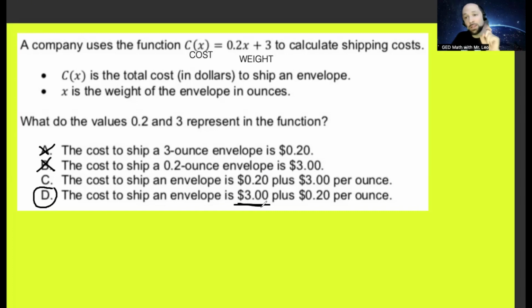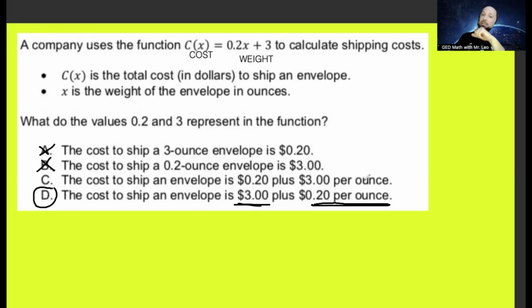That's happening one time plus 20 cents per ounce. Don't be fooled. Don't pick C because, oh, Mr. Leo, 0.2 comes first and then the 3. So I picked the answer choice that had the 0.20 and then the 3. No. I mean, that's true, but that's not why it's the answer. That's not the answer. Okay? Just because something comes in one order over here does not mean it's going to be the same order over there. We need to grasp the meaning.